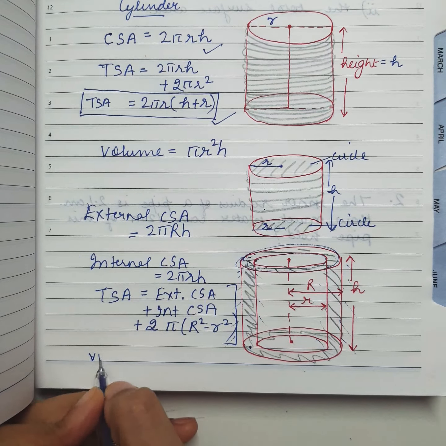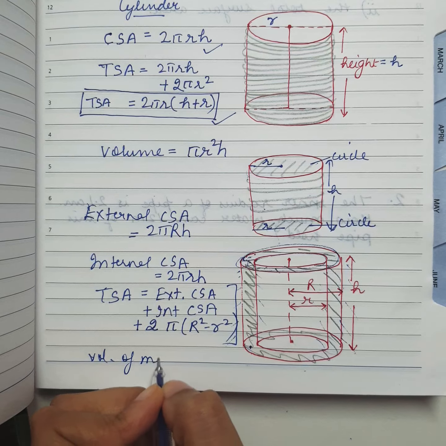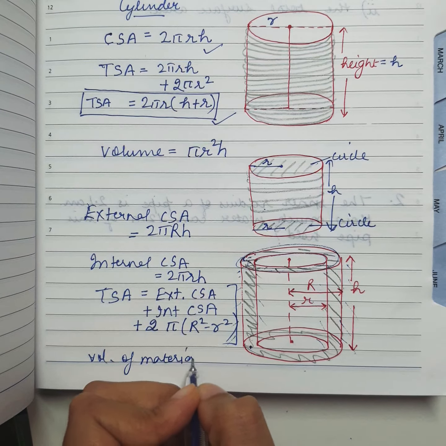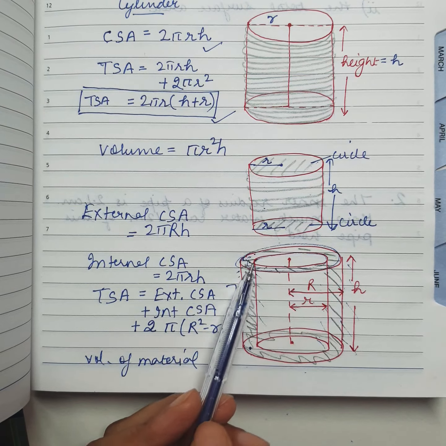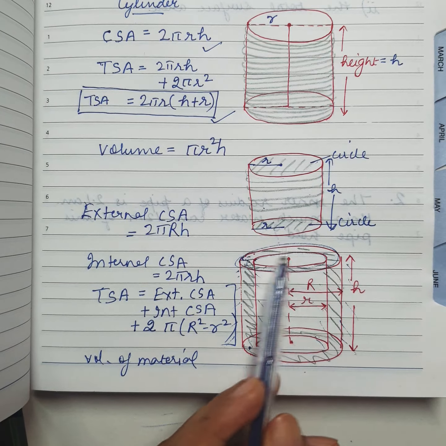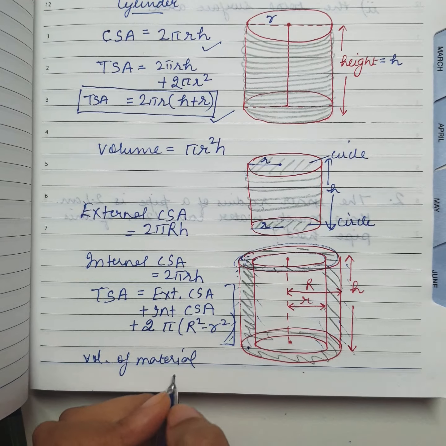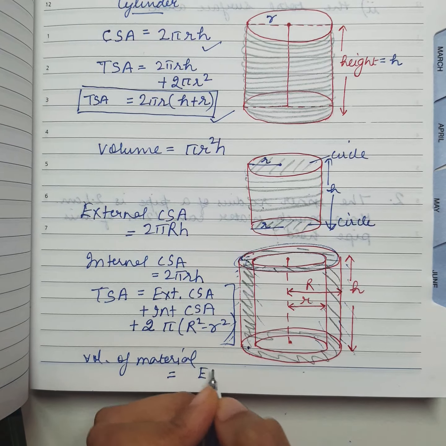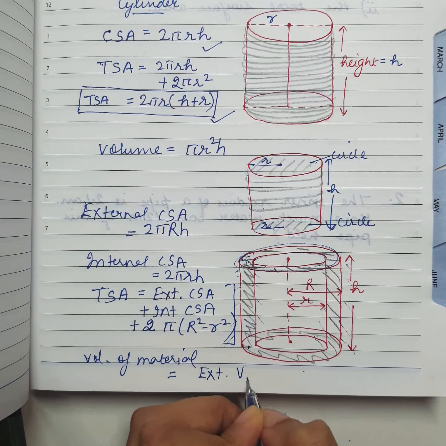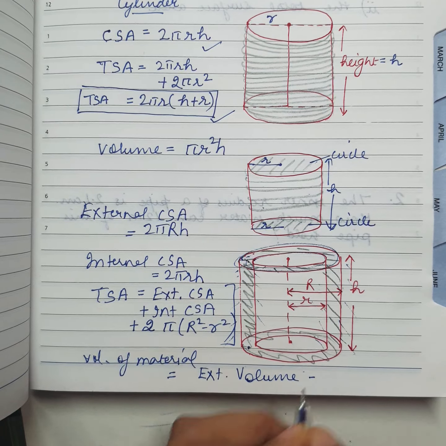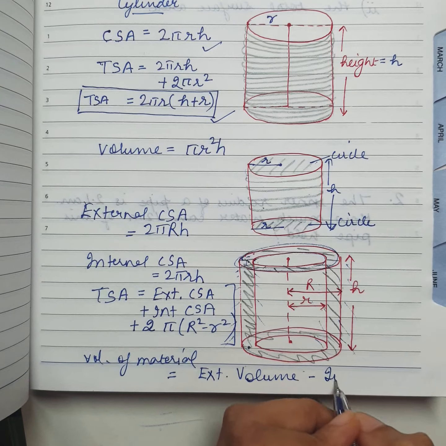And last, the volume of material used in it. Suppose अगर ये iron का बना है, what amount of iron is used in the making of this? That is the volume of material. That is clearly we will find the total volume, that is external volume minus internal volume.